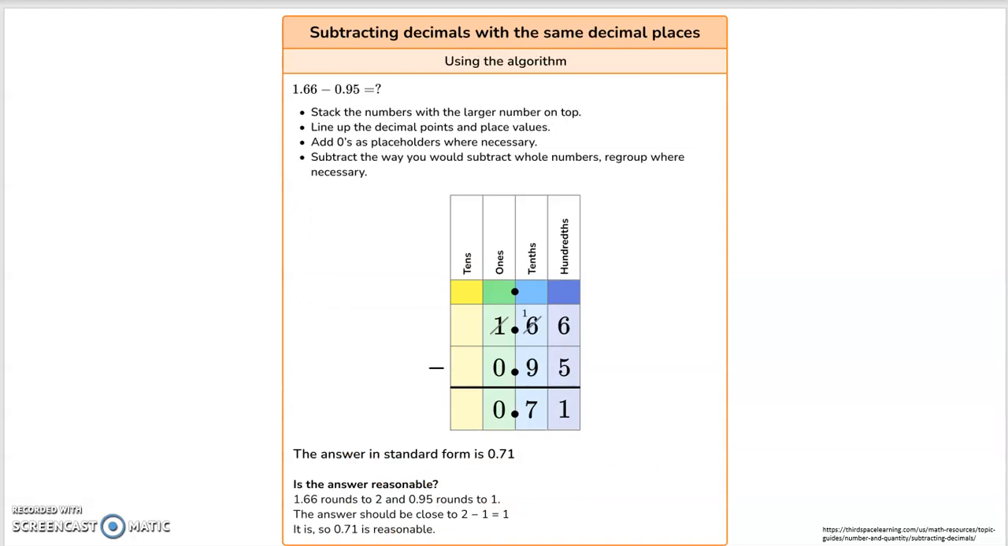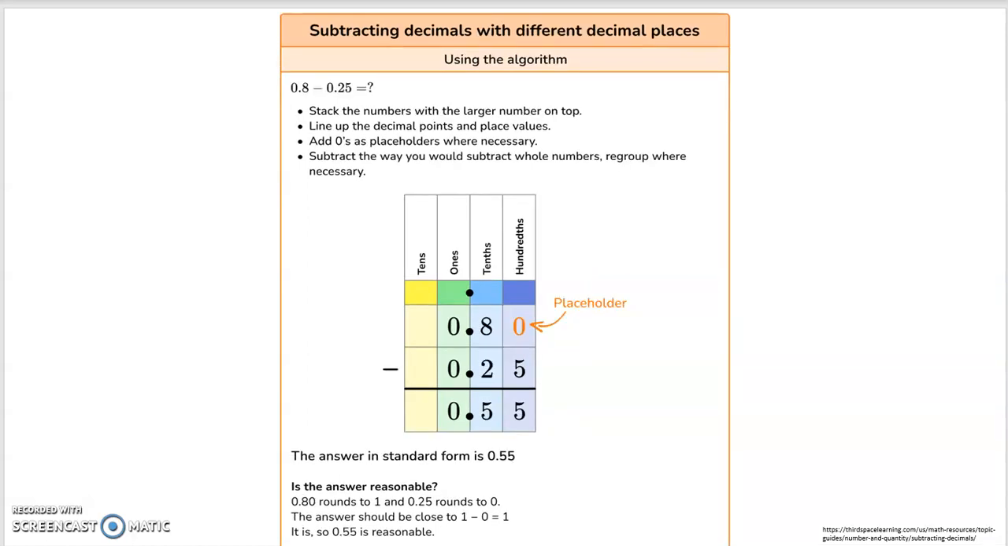You can also look at this by writing it, and this is what we're going to be focusing on today. This is probably what you're used to seeing. But again, our starting amount, 6 minus 5 is 1. We can't take 9 from 6. So again, we regroup and we make this 16 tenths. Then we can take that away and we get 7.